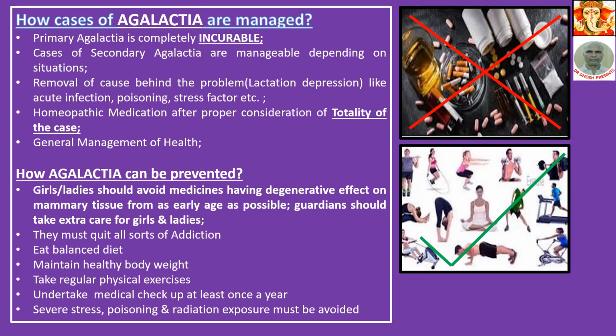How are cases of Agalactia managed? Primary Agalactia is completely incurable. Cases of secondary Agalactia are manageable depending on situations. Removal of the cause behind the problem, lactation depression, like acute infection, poisoning, stress factors, should be done first. Then homeopathic medication after proper consideration of totality of the case.